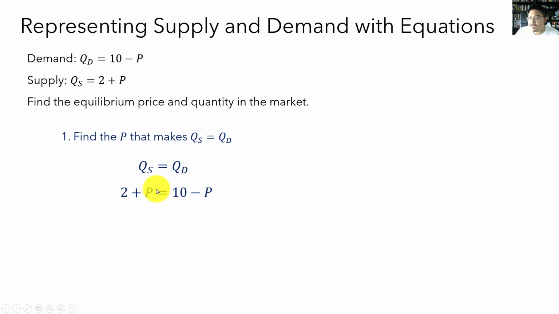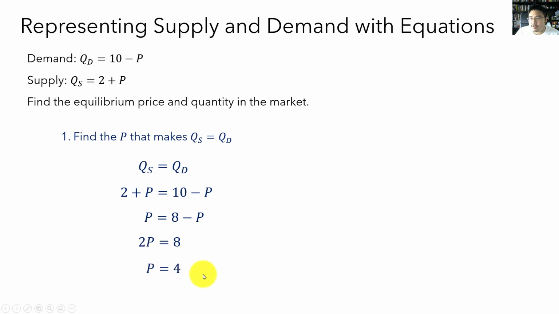And so we get 2 plus P equals 10 minus P, right? And so we're going to solve this for P in order to find the equilibrium price. To do that, the first thing we do is subtract 2 on both sides to move the numbers all to one side. And so we get P equals 8 minus P. Then we're going to add P to both sides, right, to put all the P's on one side. So we get 2P equals 8. And finally, we divide both sides by 2, and we get P equals 4, right?